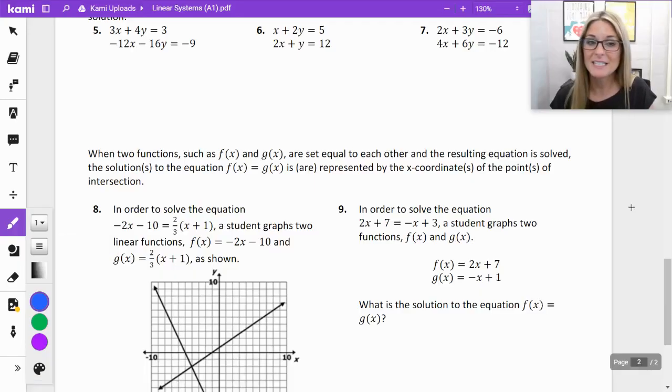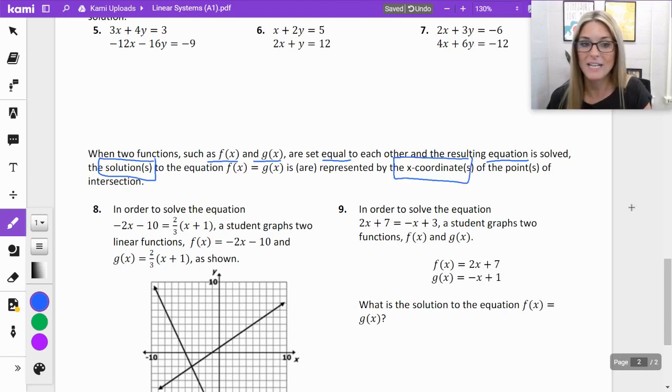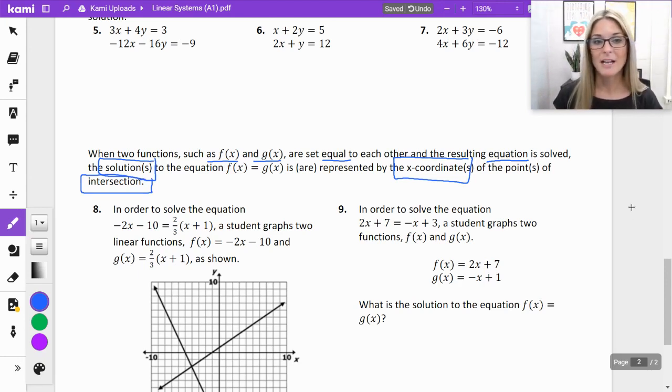Finishing up these notes, this last part: when two functions such as f of x and g of x are set equal to each other and the resulting equation is solved, the solutions to that equation are represented by the x coordinates of the points of intersection. So we're going to be using that same concept we've just been working on with the systems. Now we'll see it being used in a variables on both sides equation kind of format, and we're just concerned with that x coordinate of our intersection.